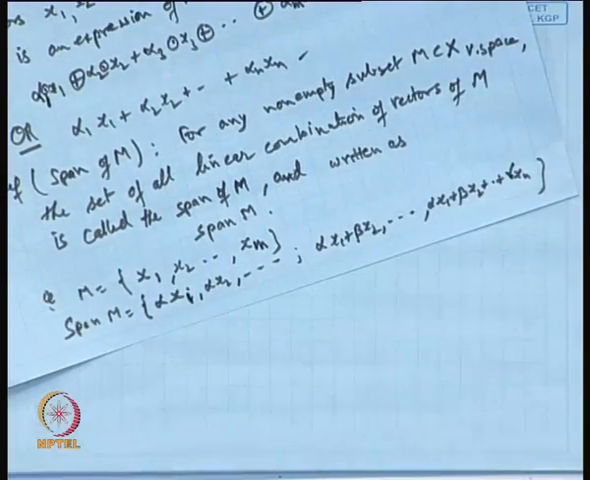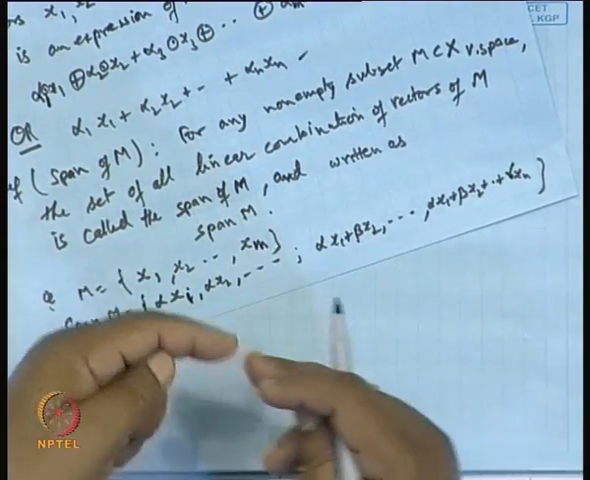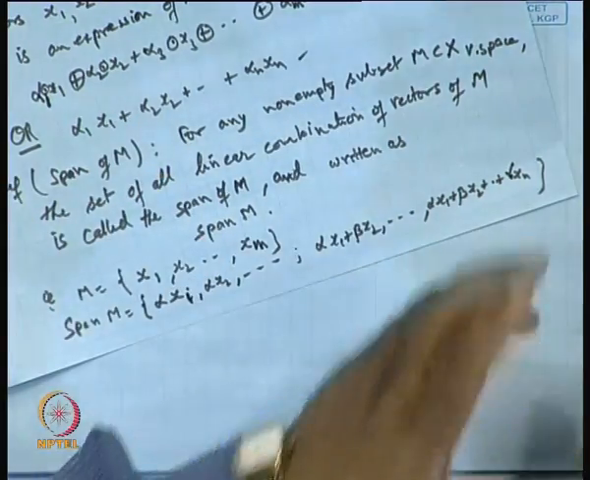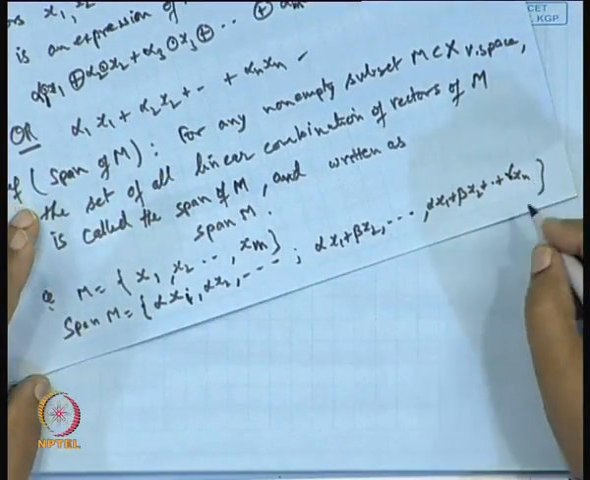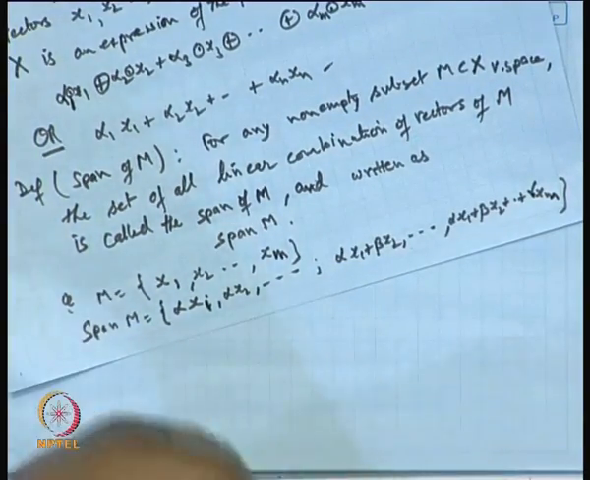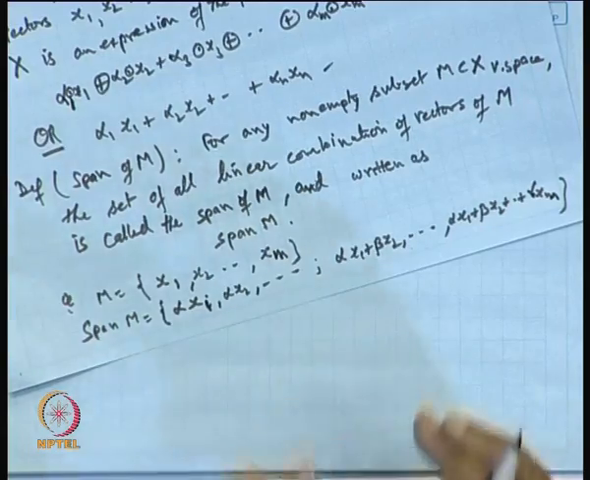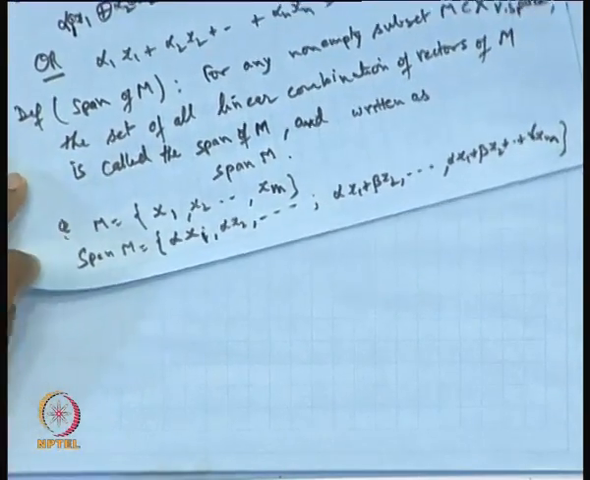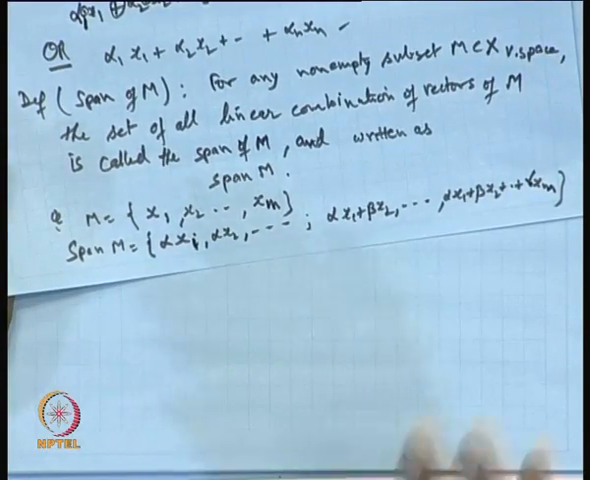Means you can pick up any elements of M and find the linear combination. It may be one element, two elements, three elements, all n elements at a time, so m elements at a time. So, all possible linear combinations, the collection of these gives you the span, okay? And this collection, the span, will form a vector space.